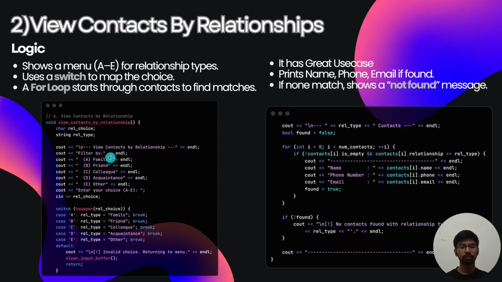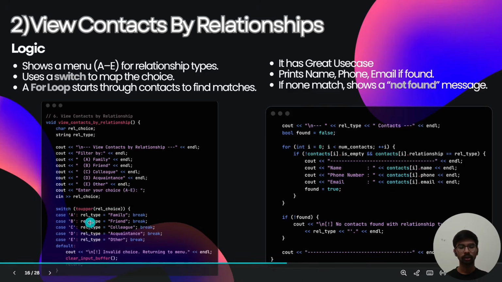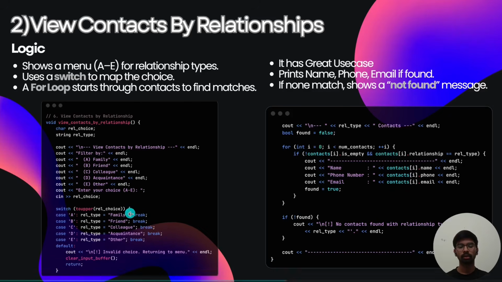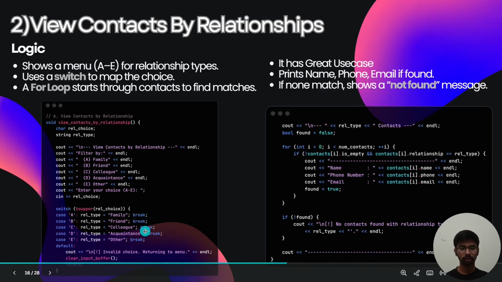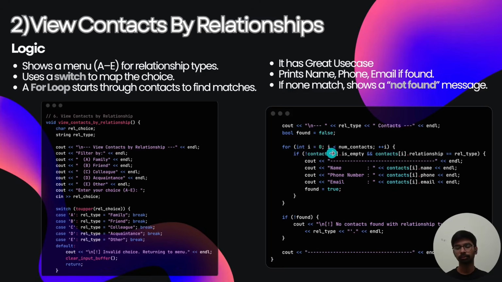The user will see filter by family, friend, colleague, and other. The user has to enter A for family and so on. We have also used toupper here, for converting small a to capital A. Now, case A means if the relation type is family, so it will go to case A, and respectively to other cases. Here starts the for loop from the 0th index to the last index.